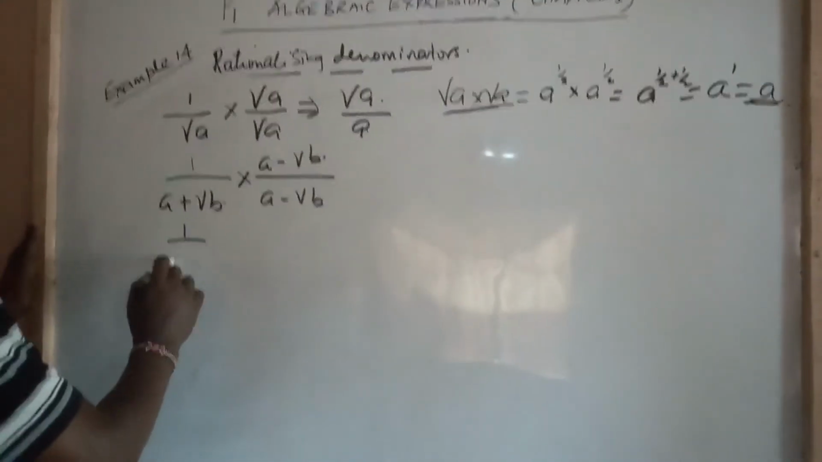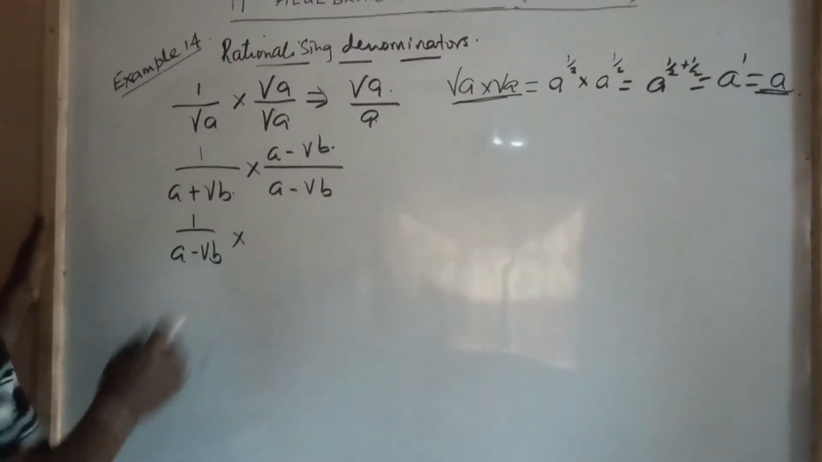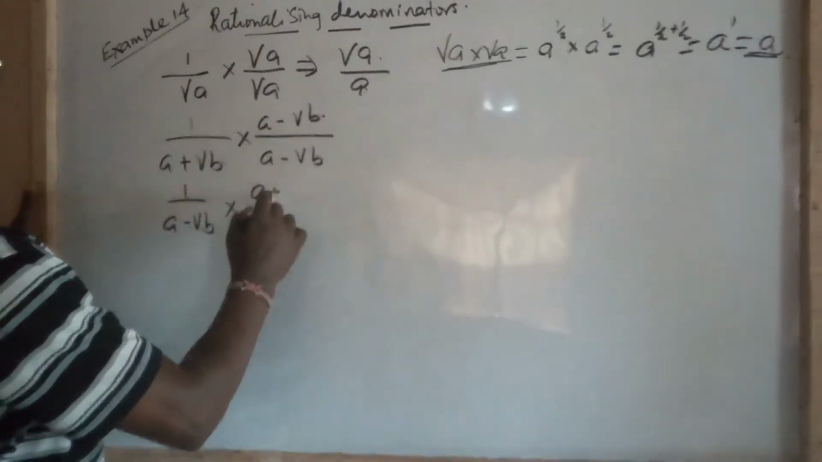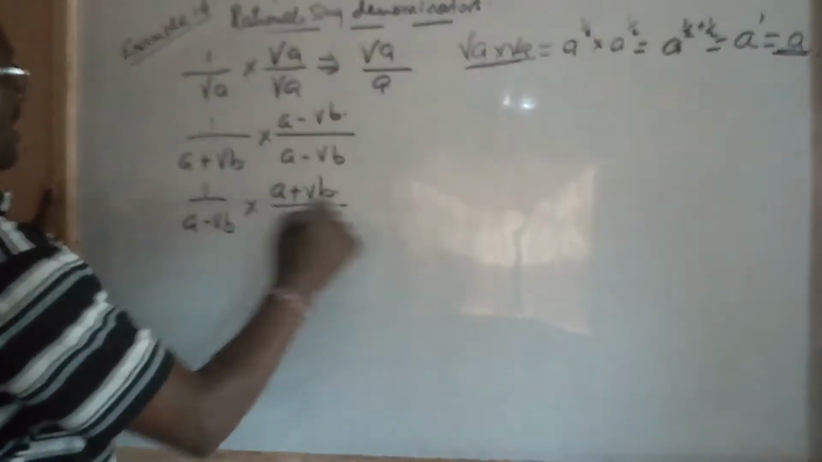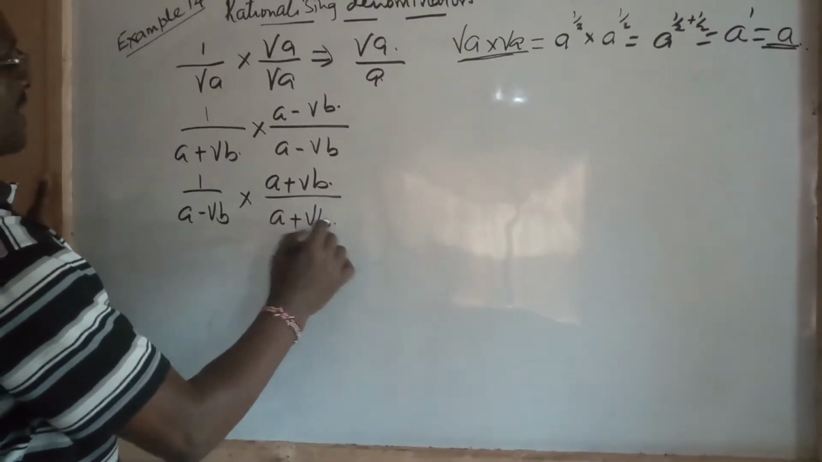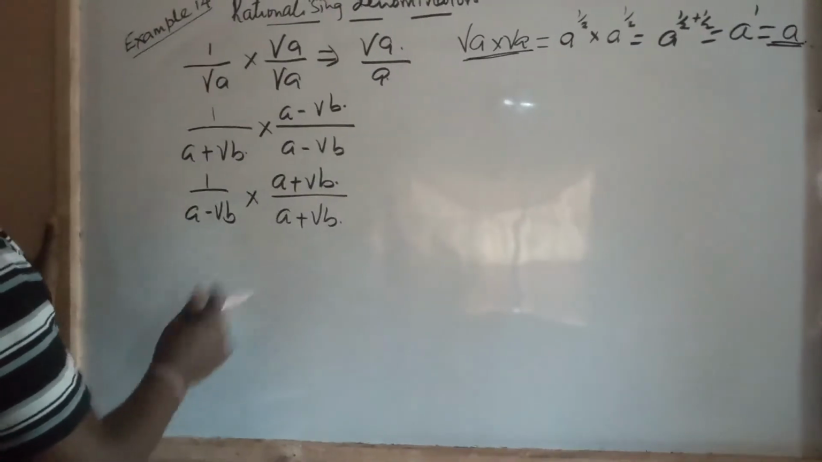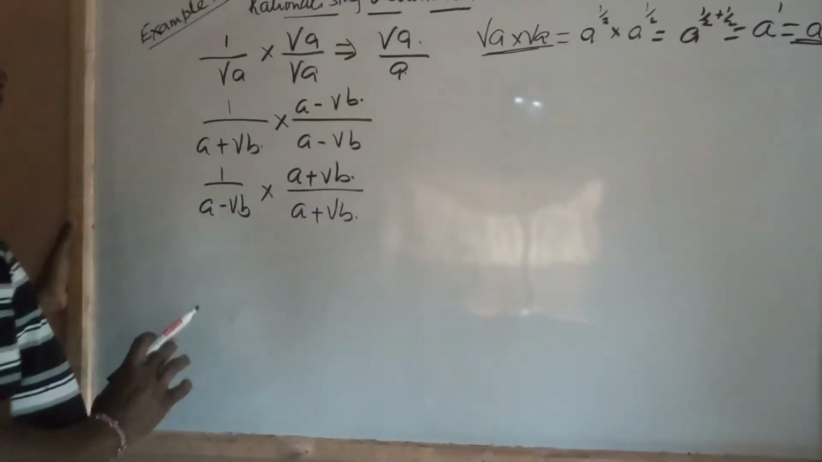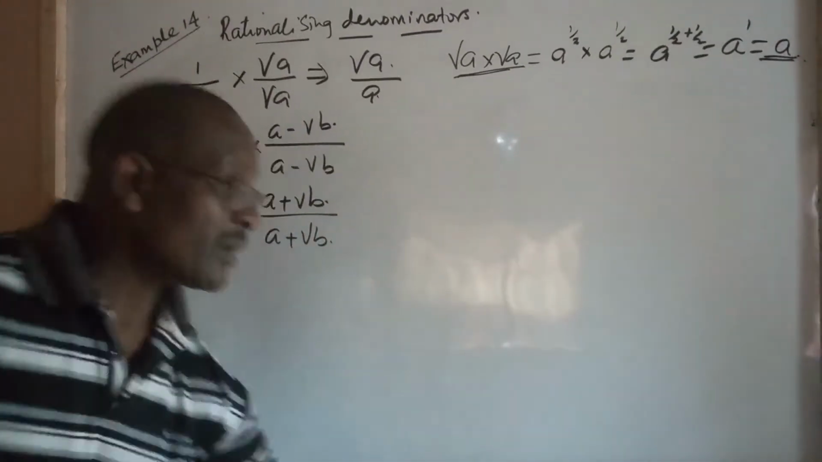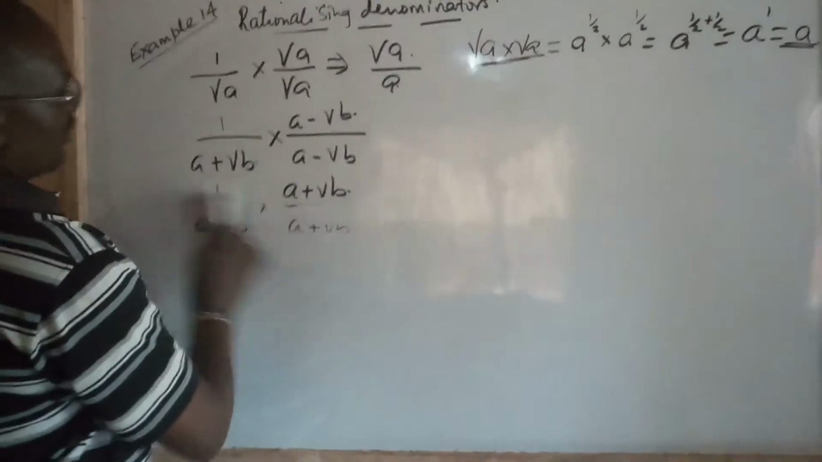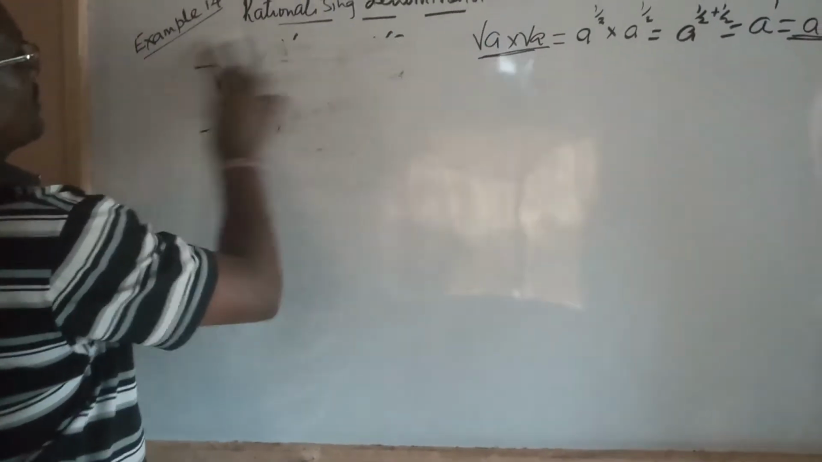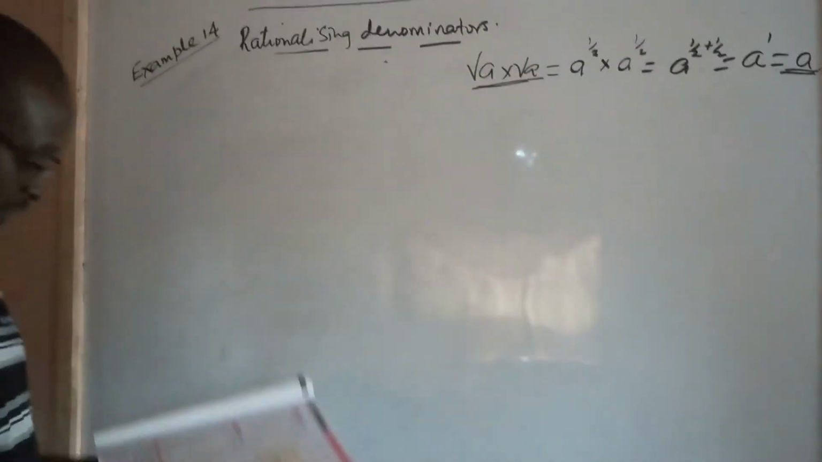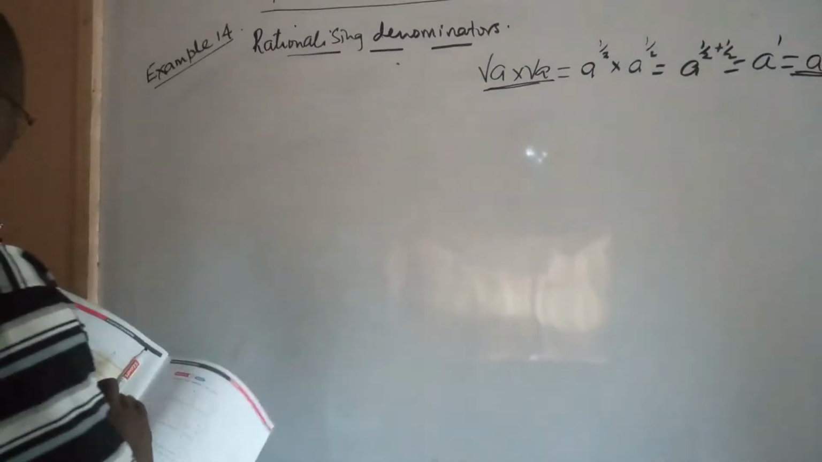So if you have 1 over a minus root b, again, to rationalize the denominator, we must bring on the conjugate, which is a plus root b, the same denominator but with a different sign this time round. Again, when you cancel out, this part gives you 1. So it's just like multiplying the original expression by 1, not changing the original expression numerically in any way. So I want us to go straight to example 14.